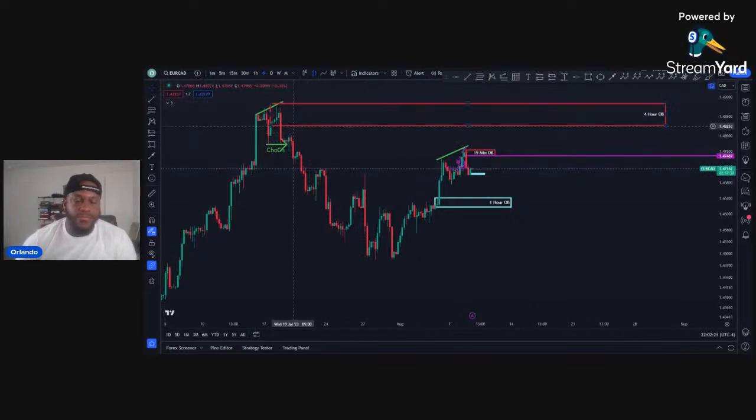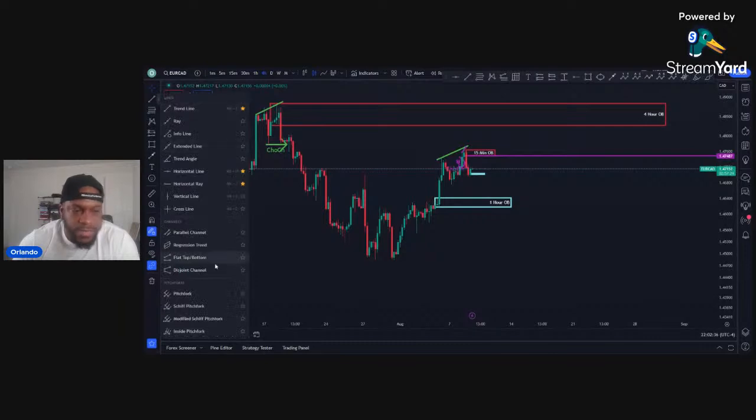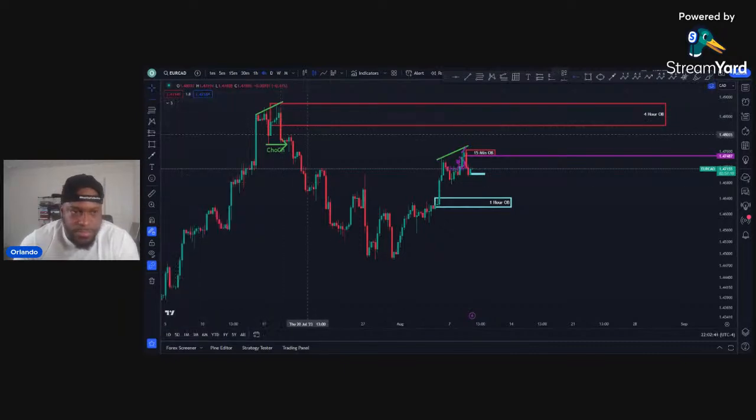Anything where price has either changed character or created a break of structure is automatically a point of interest. A point of interest is simply an area where we will be looking to possibly take a trade for a buy or sell. Just a fancy term.